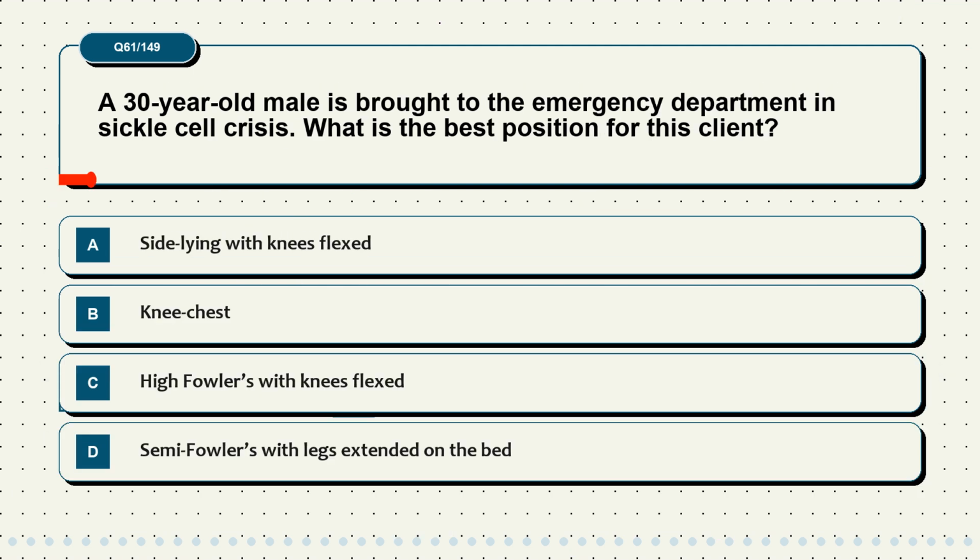Question 61. A 30-year-old male is brought to the emergency department in sickle cell crisis. What is the best position for this client? Here are the options. Option A. Side lying with knees flexed. Option B. Knee chest. Option C. High Fowler's with knees flexed. Option D. Semi-Fowler's with legs extended on the bed.